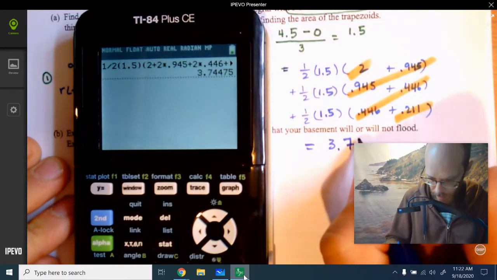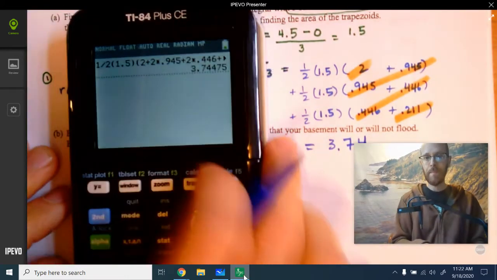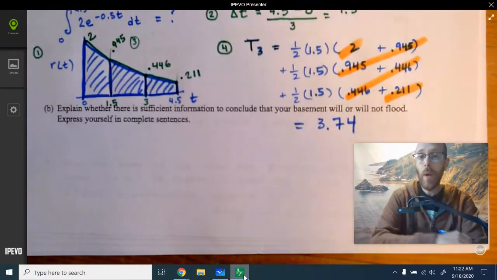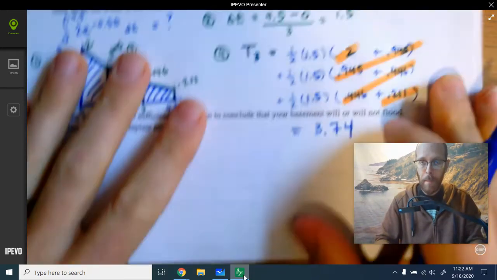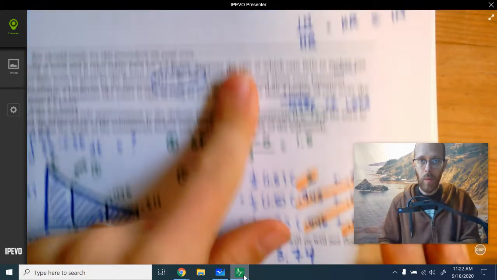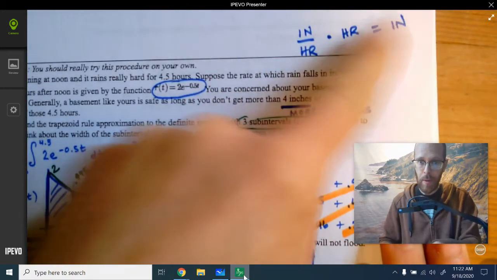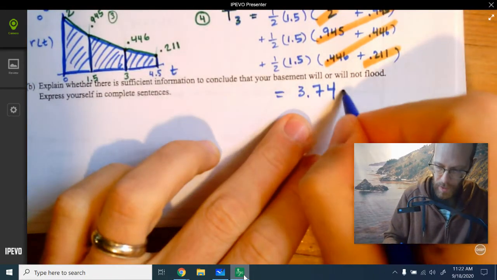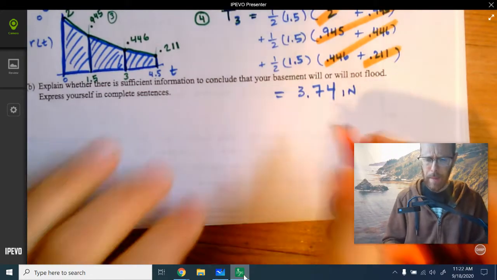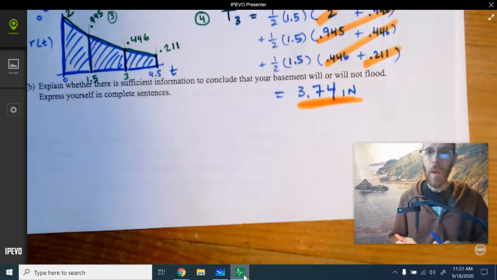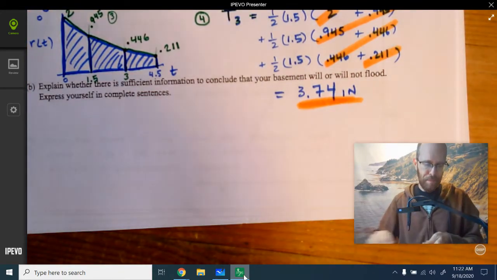And that answer is, I guess I'll write it down here, 3.74, we'll call it. This is a real world problem. It has units. What are the units? Well, we calculated them already. It was inches per hour multiplied by hours is inches. So this is our number of inches of rain. Do you have to have those units included? Yeah, you do. Okay, so there is our number.